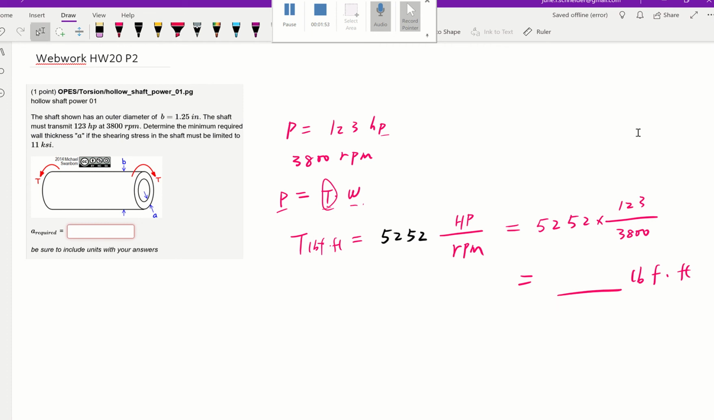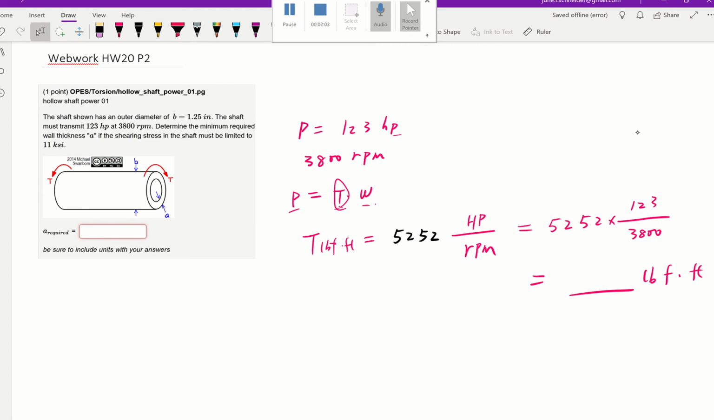I can actually put it in here: 5252 times 123 divided by 3,800, and I have about 170. That's going to be my torque applied onto this shaft. They also said the shaft cannot have a shear stress more than 11 KSI. KSI means kips per square inch, so it's basically 1,000 PSI.